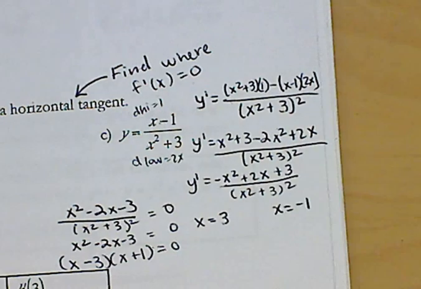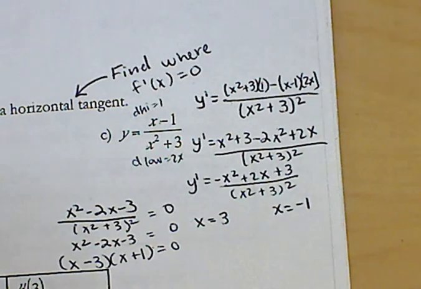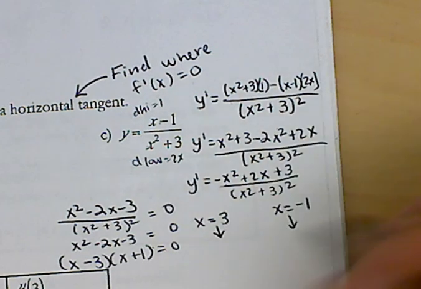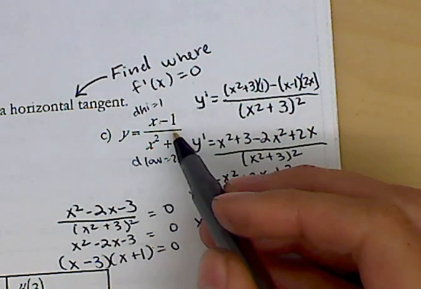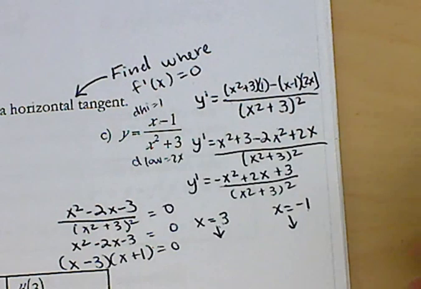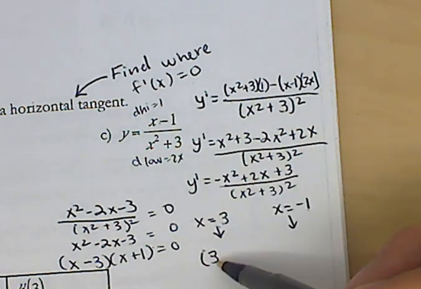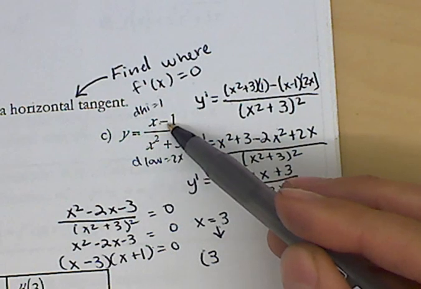Now I'm not going to leave my answers like this, because the question is asking for the points at which the graph of the following function has a horizontal tangent. So I need to find the points, and I'm going to do that by plugging x back into my equation for y. So I need to plug these into y. And I get 3. When I put 3 in here, I get 2 in the numerator, and I get 12 in the denominator.